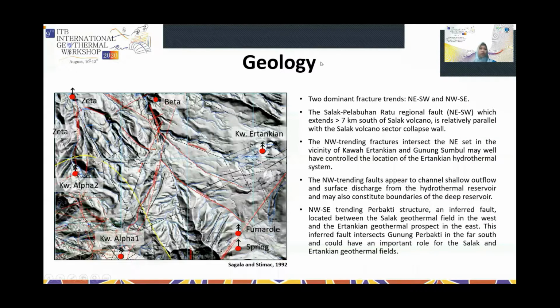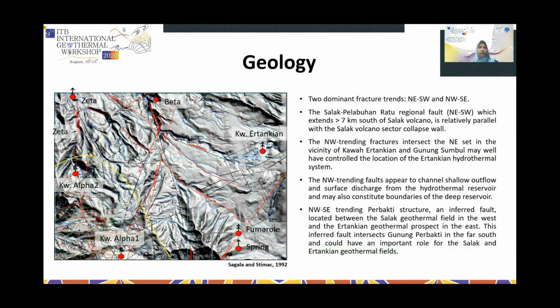This map shows a closer look at the study area. Kawah Ertankian is a vigorous fumarolic area, containing numerous superheated and boiling steam vents. Sulfur is deposited around many of the vents. The gas in the fumarolic area has relatively high NCG, above 4% weight, and high H2S, above 6% mole.